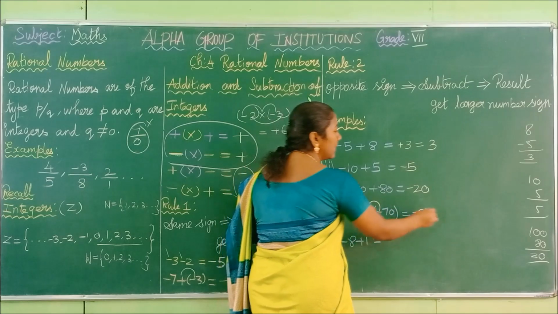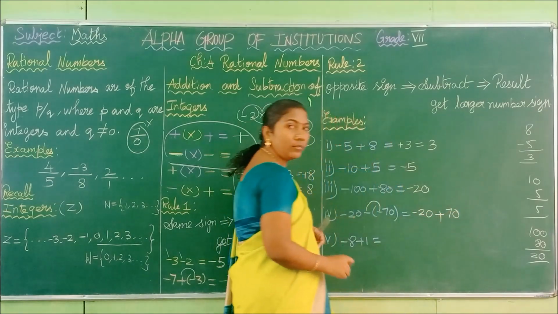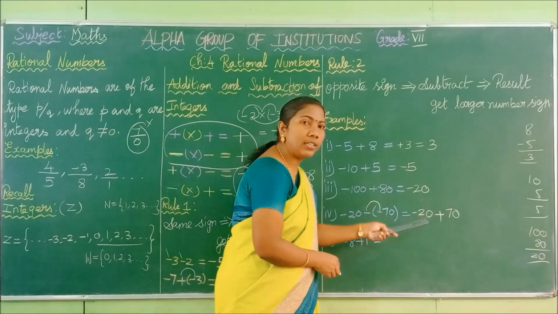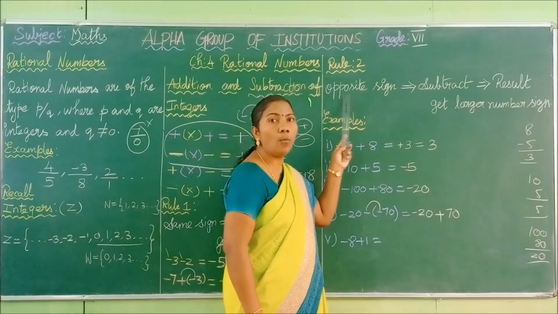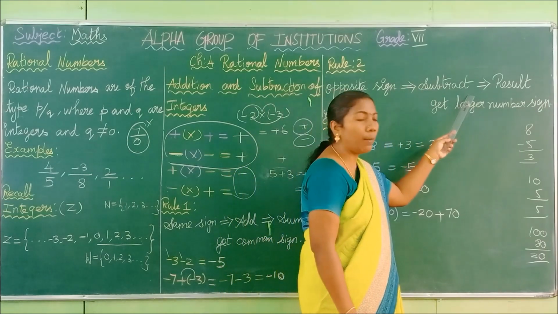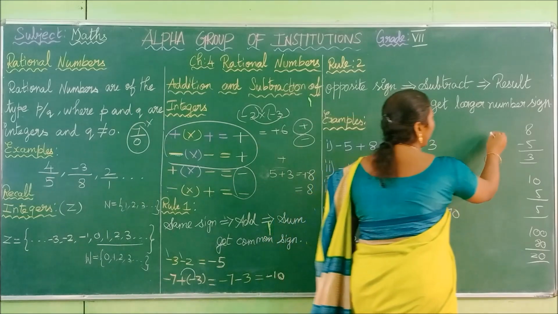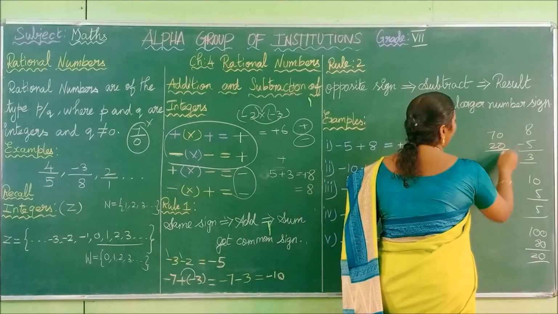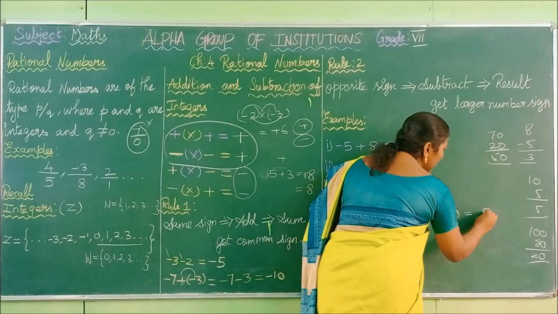Minus into minus is plus. Write the integer as it is, 70. Do you understand, children? Minus 20 plus 70. As per the rule, they are on opposite sides. What do you have to do? Subtract. Subtract the smaller number from the larger number. So if you subtract 20 from 70, you get the answer 50. So your result is 50.